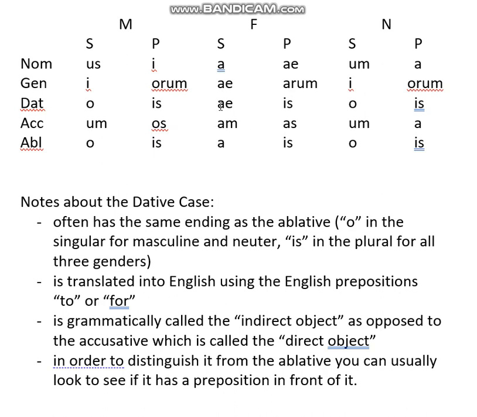A-e versus a. All of the endings are exactly the same. There should be macrons over all of these as well, just so that you know that. So how do you tell the difference between the two?